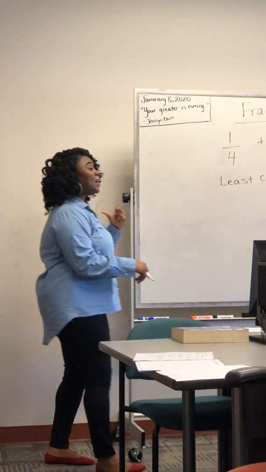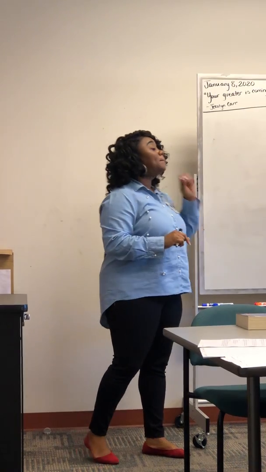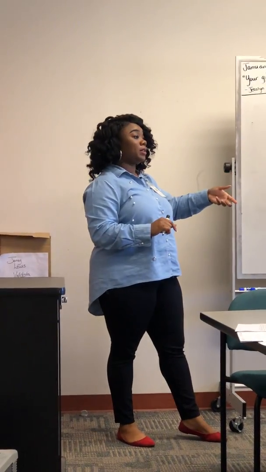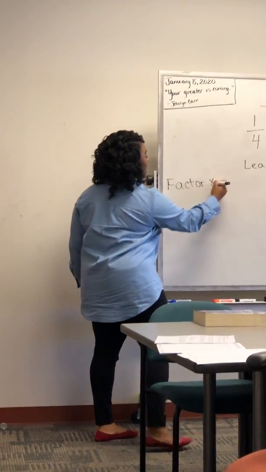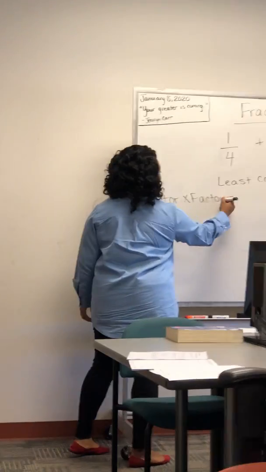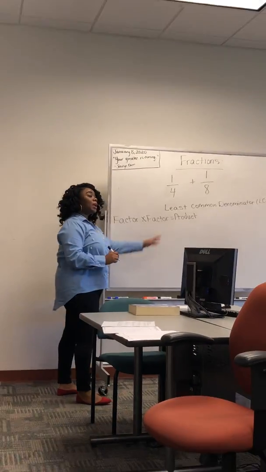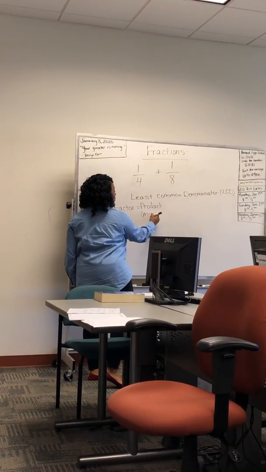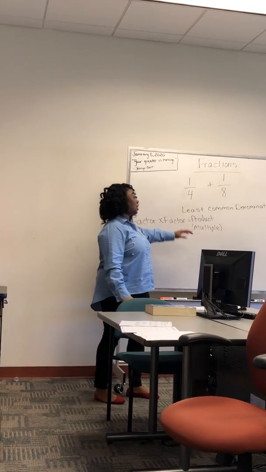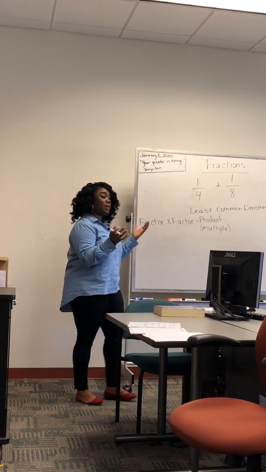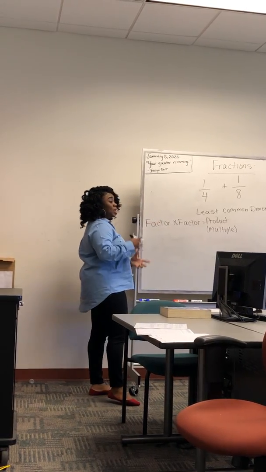Now, we talked about what a factor is. A factor is when you have the numbers that multiply to give you a product. A multiple is going to be the actual product. A factor times a factor gives us a product. A synonym for product can be the word multiple. So it's either an answer, a product, or a multiple. All mean the same thing. So for 4 and 8, we're looking for the least common multiple that they have in common.